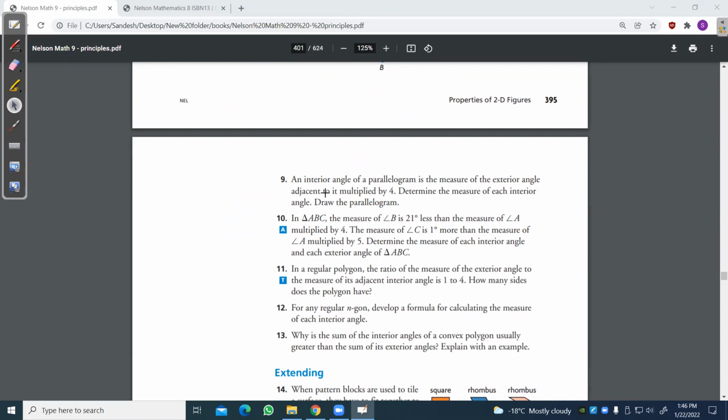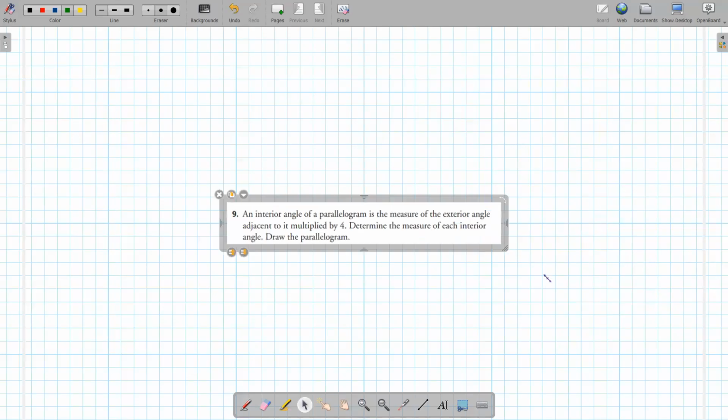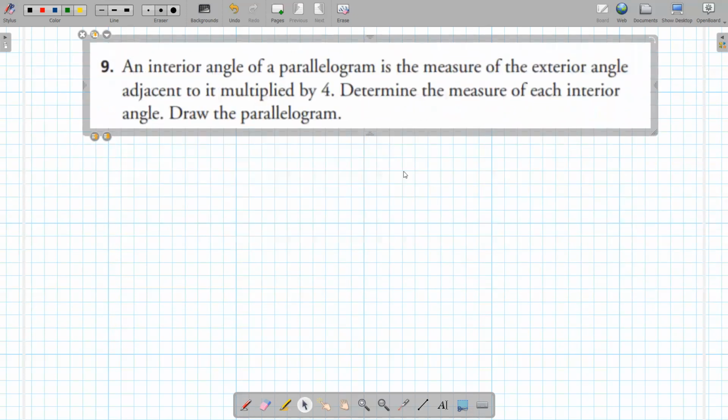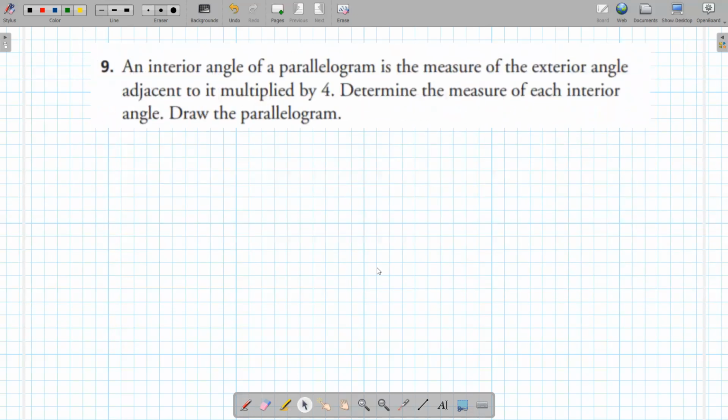Let's do some word problems and struggle. Word problems, in any unit, you'll find, are going to be more difficult than when they give you an equation or a diagram outright.